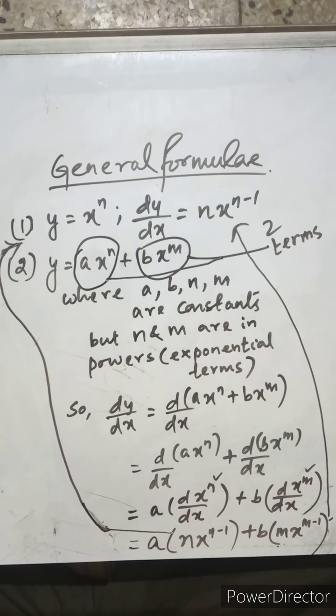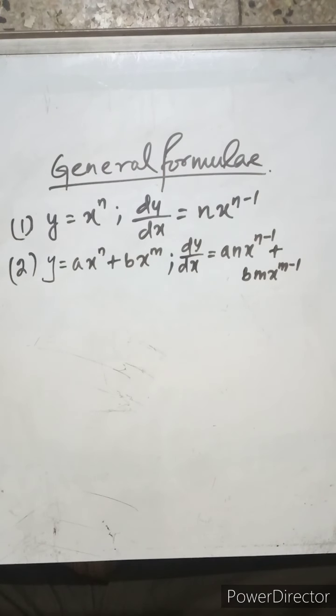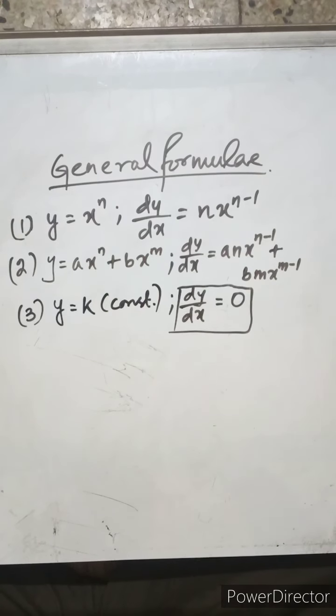All right, so these two terms are dealt with separately, or their derivatives are done separately, because both the terms are functions of x, or they depend on x. So we have the formula over there. dy by dx now becomes a n x to the power n minus 1 plus b m x to the power m minus 1. And let's take the third case, where y is equal to some constant k, suppose. Then dy by dx is equal to 0.